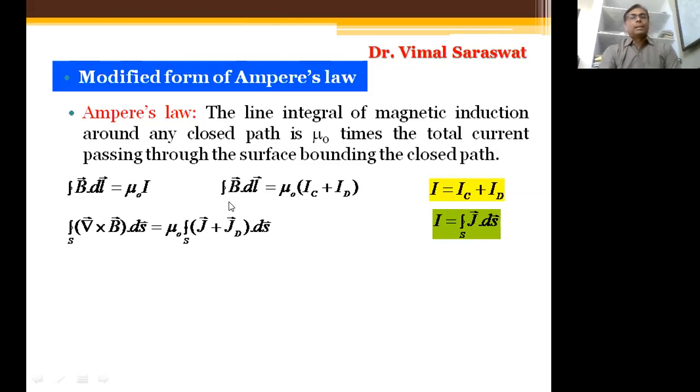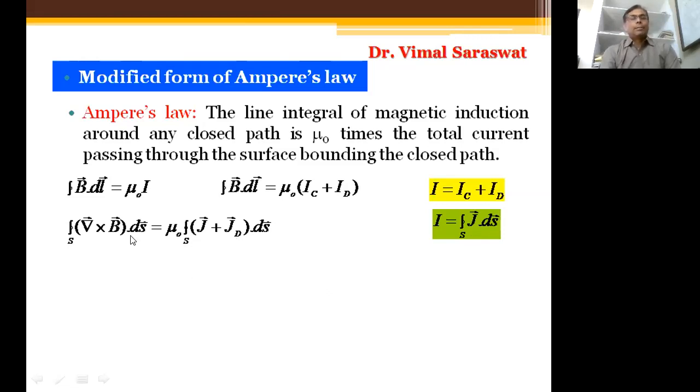Now, by using Stokes' theorem, we can convert line integration into surface integration. So, line integration of B dot dl is replaced by surface integral del cross B dot ds, and IC is equal to surface integral Jc dot ds. But for simplicity, we just write Jc as J, and ID is replaced by surface integral Jd dot ds. So, here we write ID in terms of Jd.